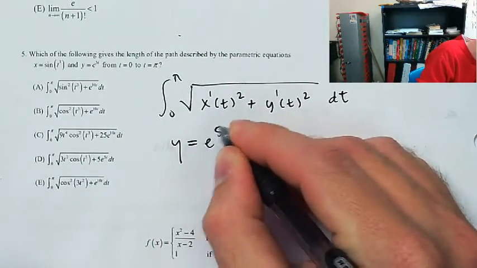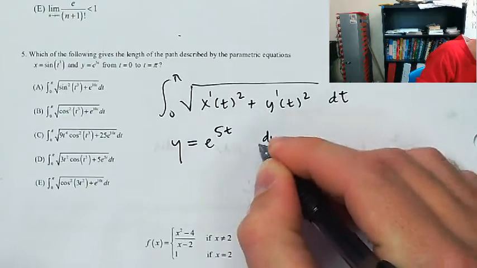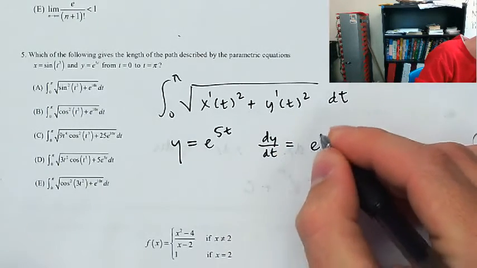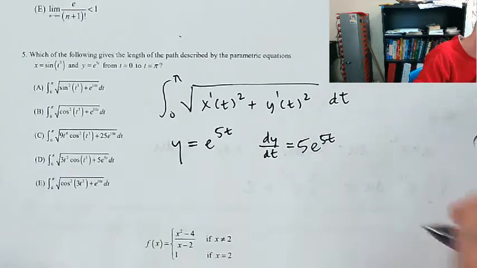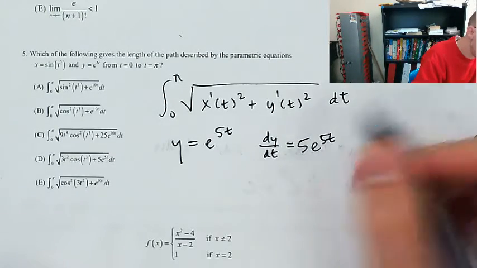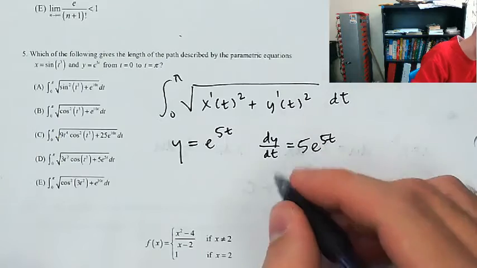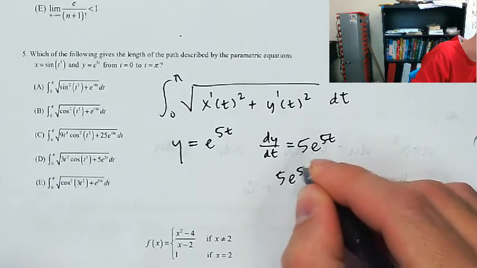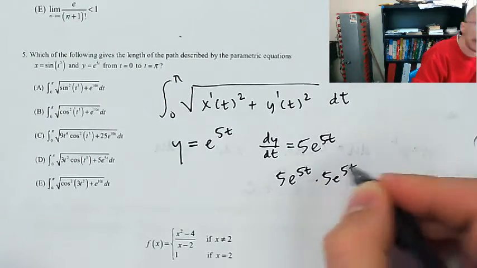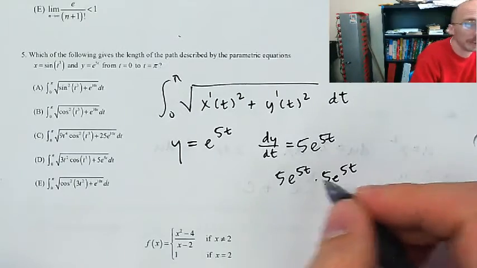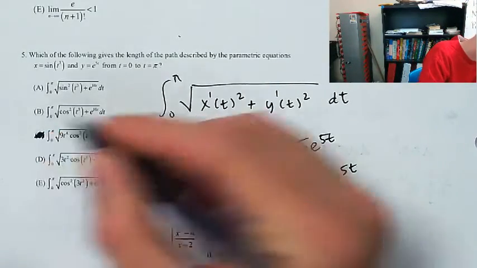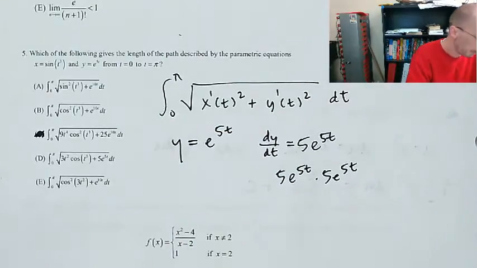So if y equals e to the 5t, then dy dt, or y prime of t, whatever you want to call it, is going to be e to the 5t multiplied by 5 for the chain rule. Since I have to square that, I'm looking for 25 e to the 5t squared. So it would be 25 and e to the total 10 powers of t. So that's going to be this one right here. It's choice C, because that's the only one I see that's got the 25 e to the 10t.